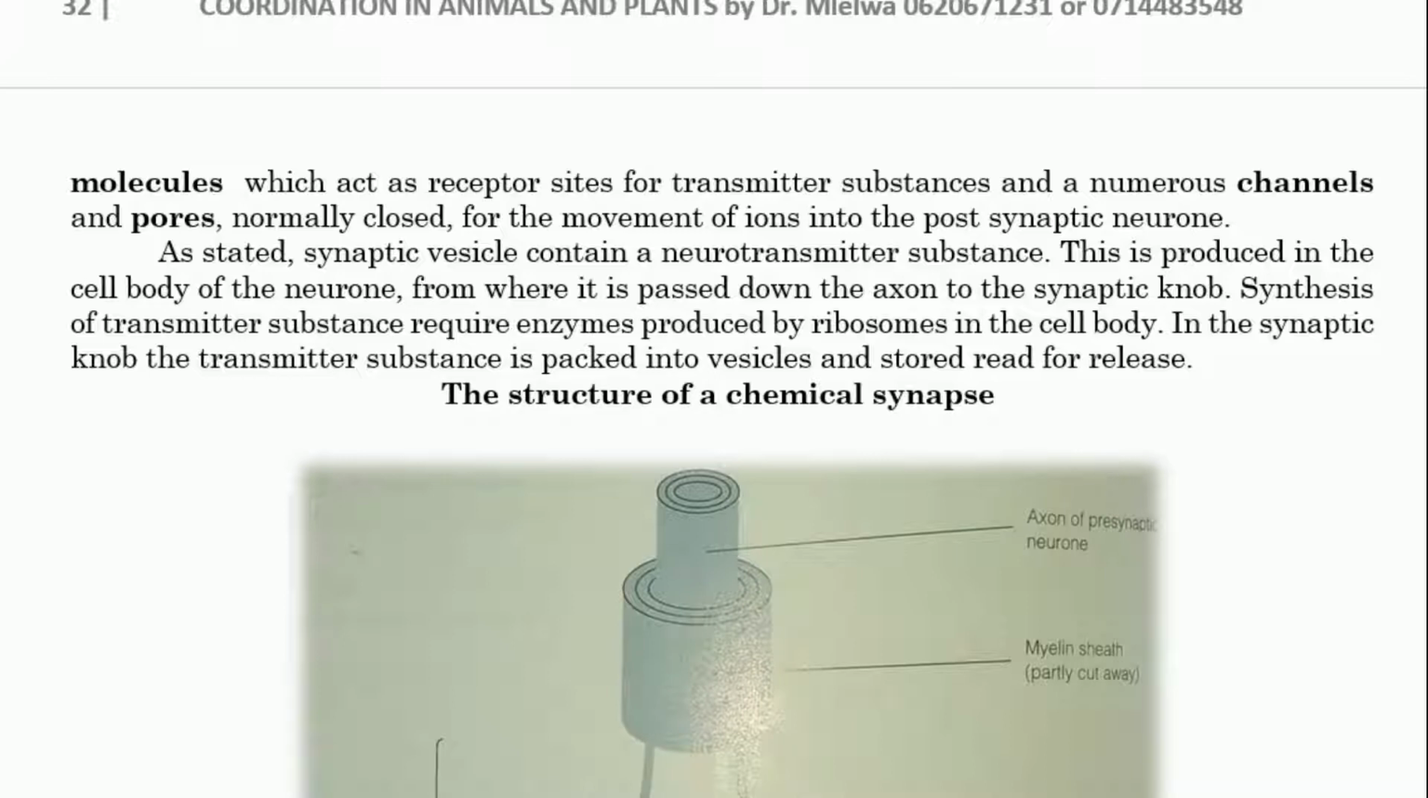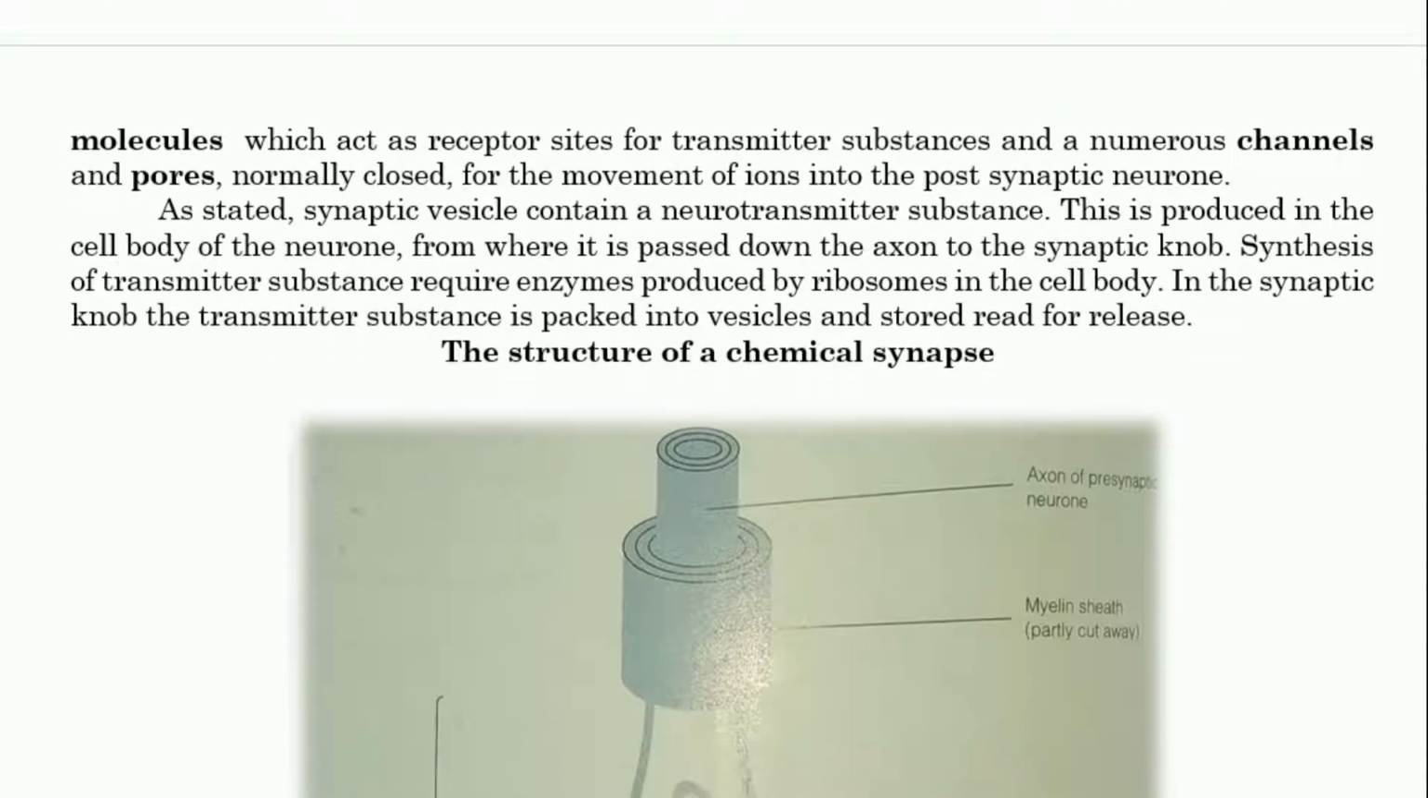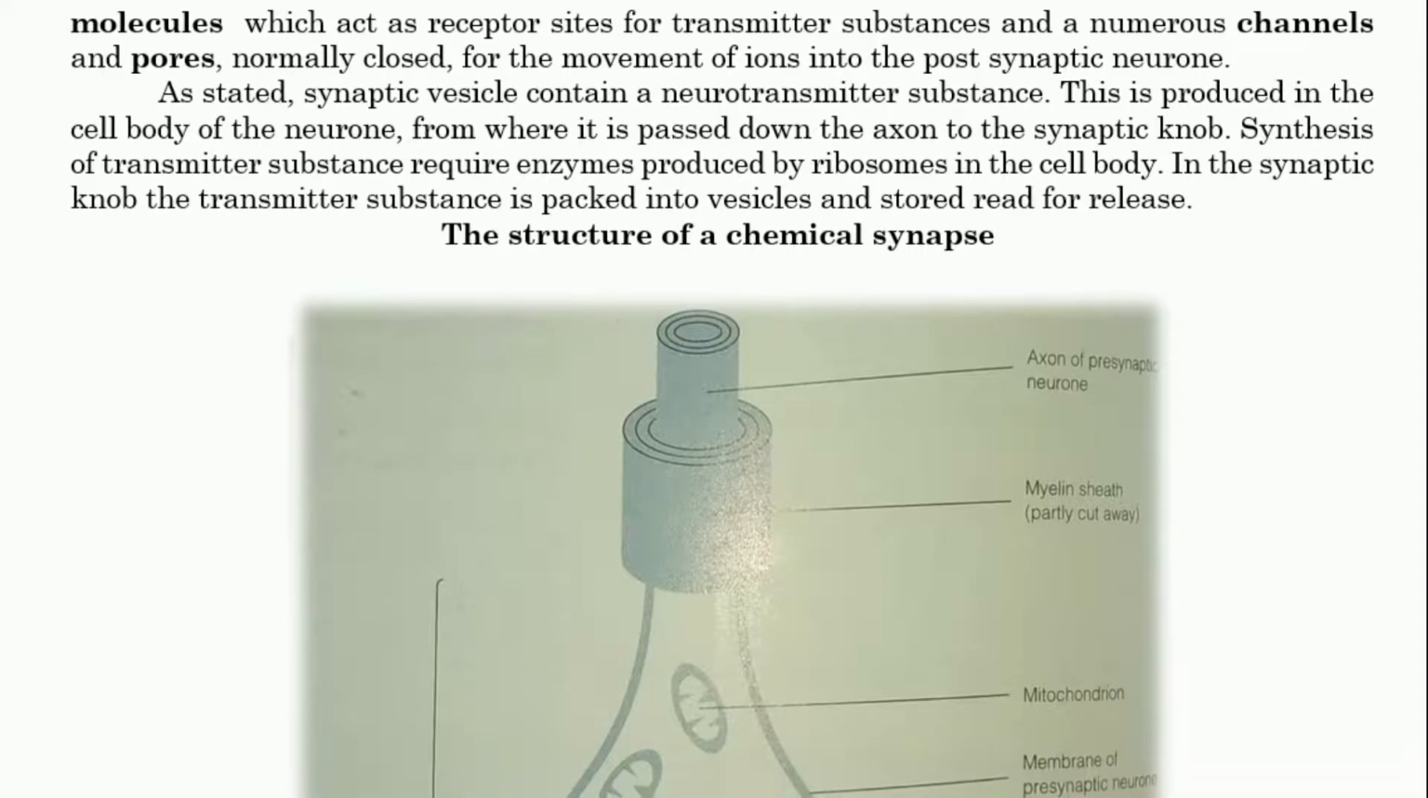So the enzymes produced by ribosomes in the cell body move down the axon to the synaptic knob, where they are used in the synthesis of the neurotransmitters. I mean, the enzymes are produced by ribosomes in the cell body, and they are used to produce the neurotransmitters.